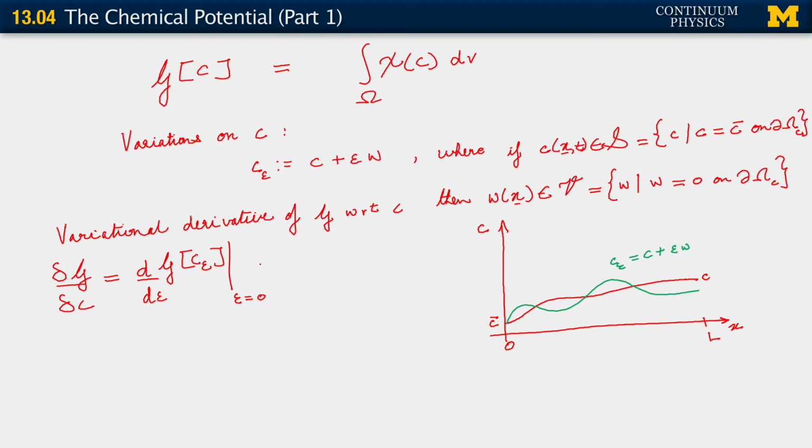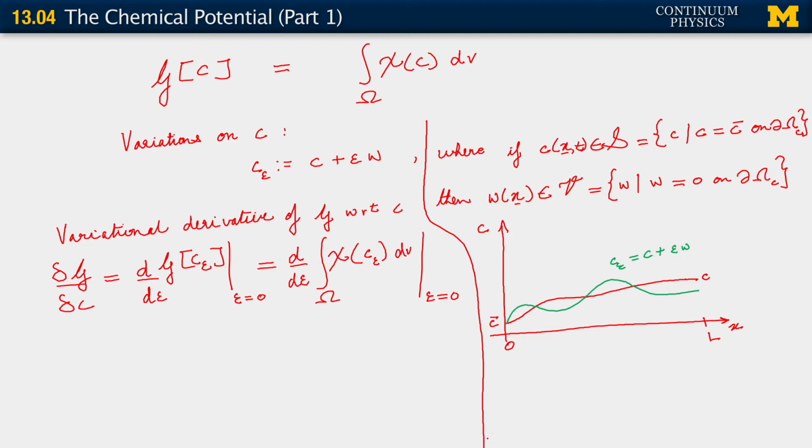Okay, and this now is easy to translate to the case we have here. Things are very easy. Our domain omega is fixed. We just have to consider our free energy density function chi, which now depends upon C epsilon, dV. We take that derivative, set epsilon equals 0. Okay, that's the variational derivative.